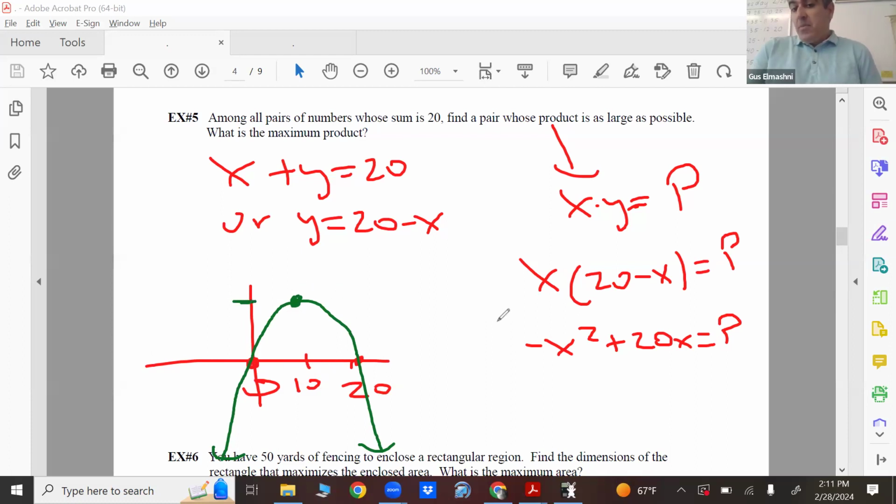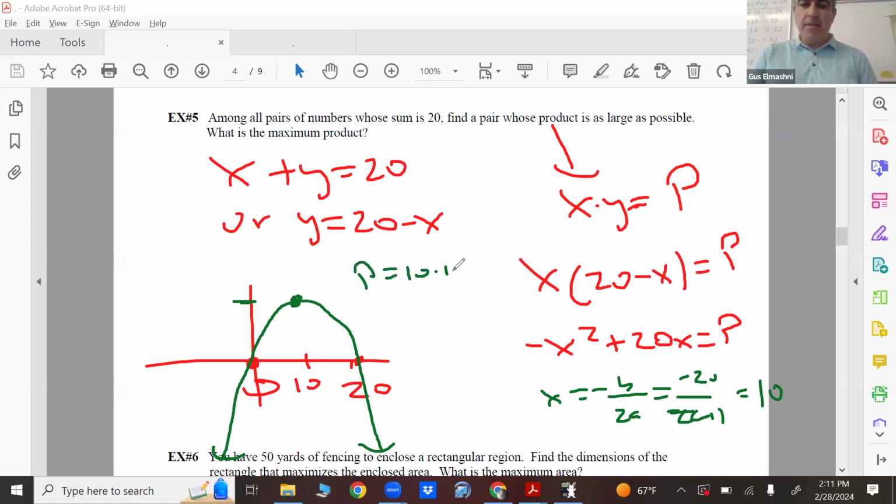Or you could do negative b over 2a. It's totally up to you, whatever you guys want to do. Would it always be like that? Yeah, 100% of the time. It's all about symmetry, right? So it totally happens at 10, and then the product would be 10 times 10, or 100. So your pair of numbers are 10 and 10, and the maximum product is 100.